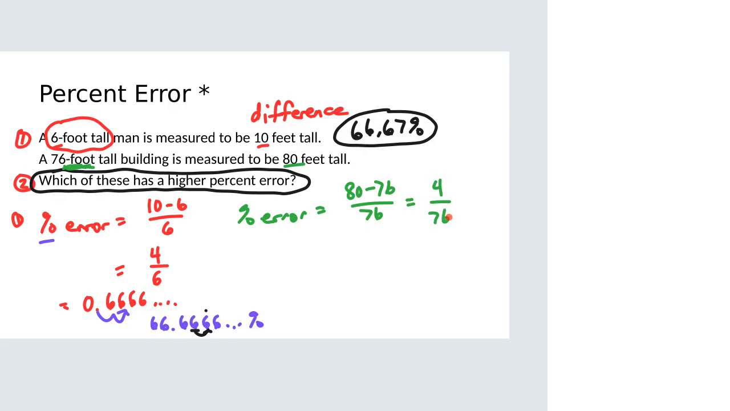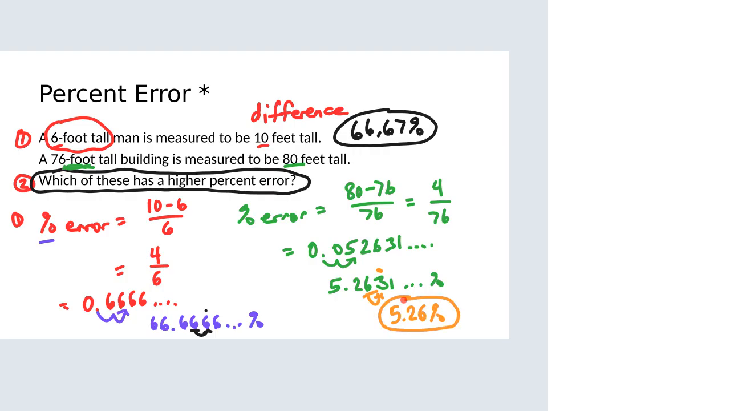And we'll do that division. 4 divided by 76, and I get 0.052631, and that keeps going. I want to convert that to a percent. So I'll move the decimal over 2 places, and I'll have 5.2631%. If we round that to the nearest hundredth, look one space to the right, that's 4, lower, so we'll round this down to 5.26%. So the percent error on the building was 5.26%. If you were just asked for percent error, that's what we're looking for.